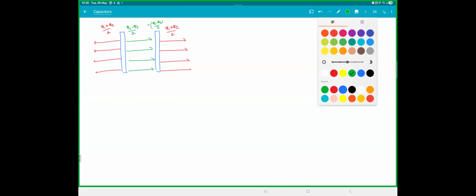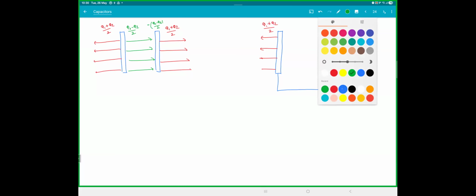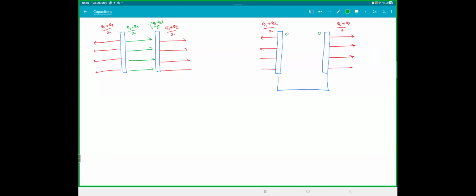Now, the moment you close the switch, both of them will have the same potential. If both have the same potential, that means you cannot have any field lines between them. Because if you have field lines between them, you will get a potential difference. So the outside charges will be Q1 plus Q2 by 2. These will not get affected. But the inside charges become 0 and 0. The field between the plates becomes 0.